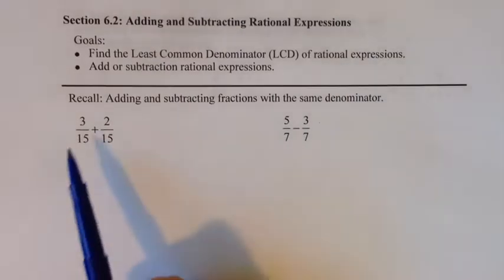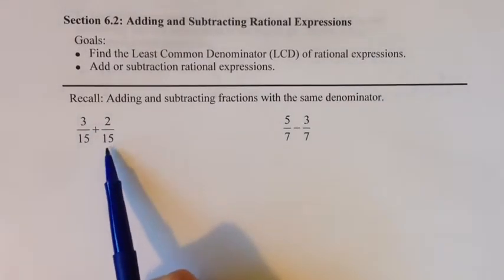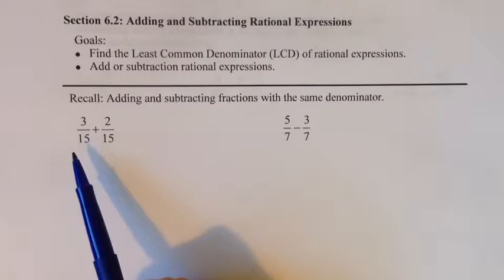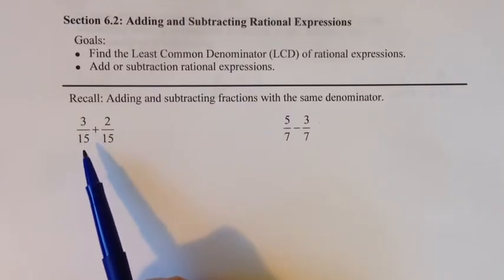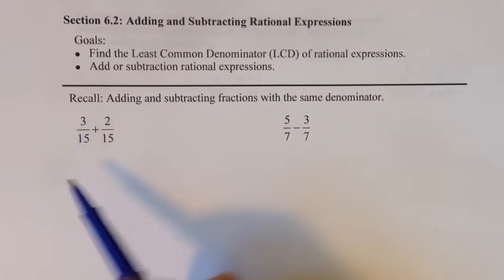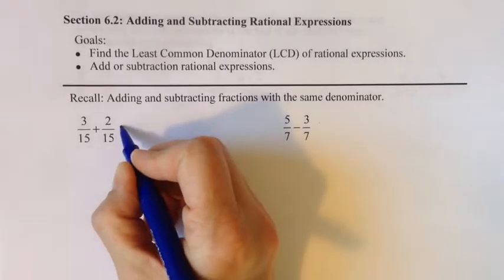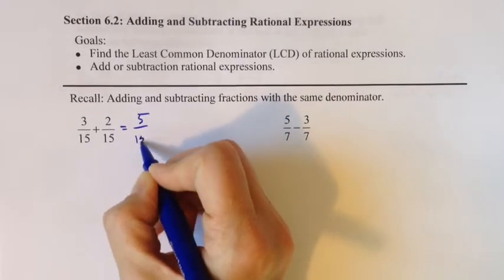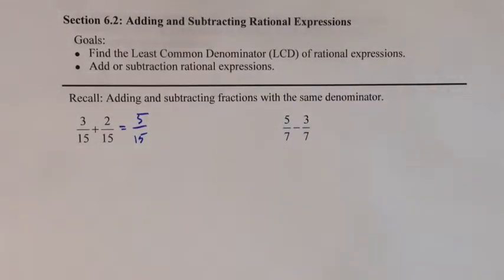For instance, here I have 3/15 plus 2/15. You can think of the 15 as the type of thing. That's the size of the piece of pie that I'm adding, and I have 3 of them plus another 2 of them for a total of 5/15. Notice that I only added the numerators together and I didn't add the denominators, since that's really just telling me what type of thing I have.